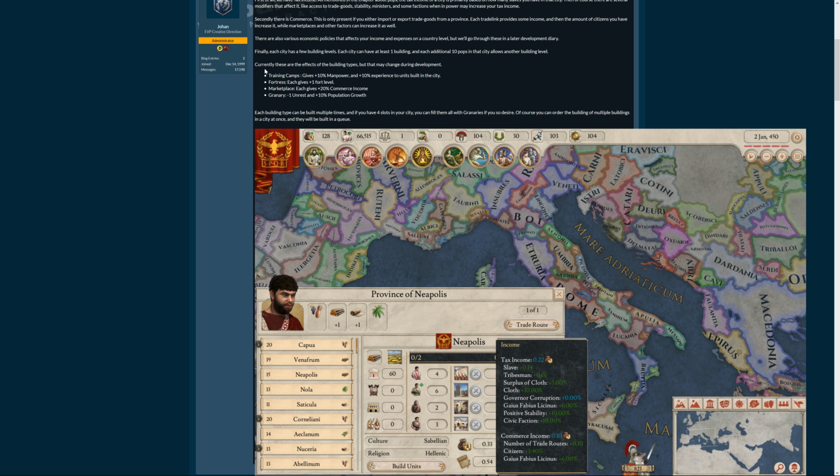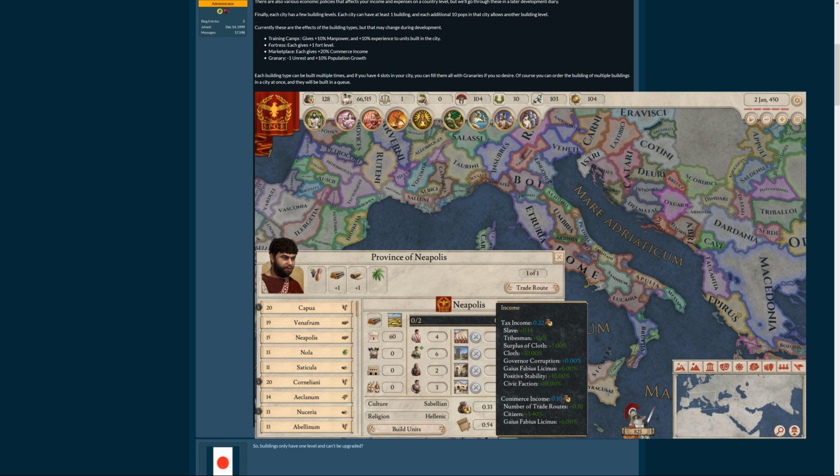And let's look at what buildings you can have then. Currently, these are the effects of the building types, but that may change during development. There are training camps that give 10% manpower and 10% more experience to units built in the city. There is a fortress. Each fortress you build gives one more fort level. So it's basically a fortress and you expand that fortress then. It's a different system from EU4 where you would just build a better fortress and you have one building slot for it. This consumes another building slot if you want to improve the fortress.